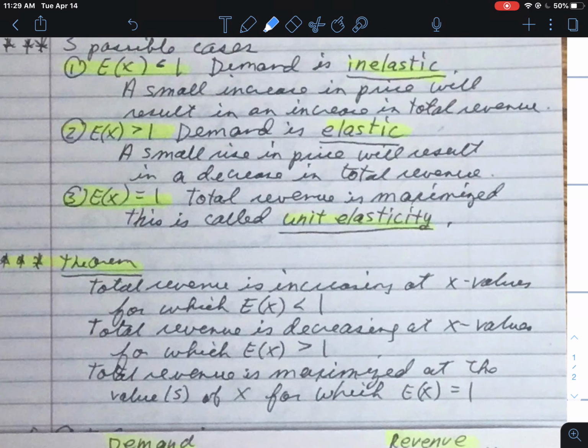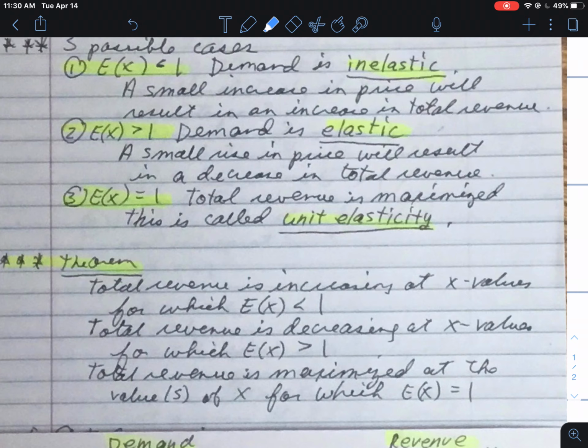This is followed by a theorem, right, which ties in with what we were talking about earlier. The total revenue would be increasing at any X value for which E of X is less than 1. Because if E of X elasticity is less than 1, we said revenue is increasing, right? Total revenue is decreasing at any X value for which E of X is greater than 1. So that was number 2 above, where we have elastic demand. Right, so revenue is decreasing for values of E that are greater than 1.